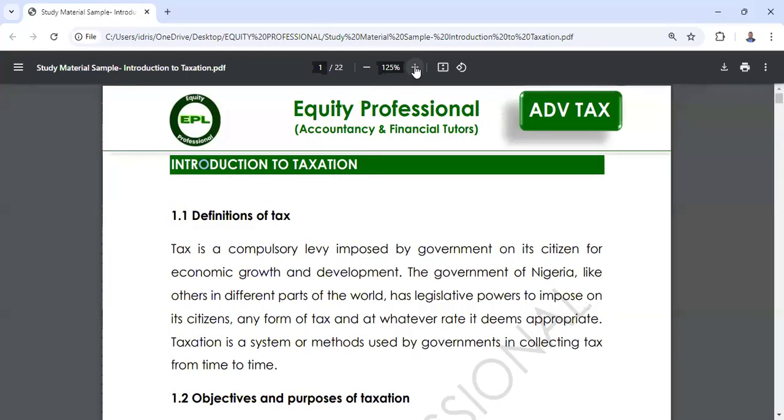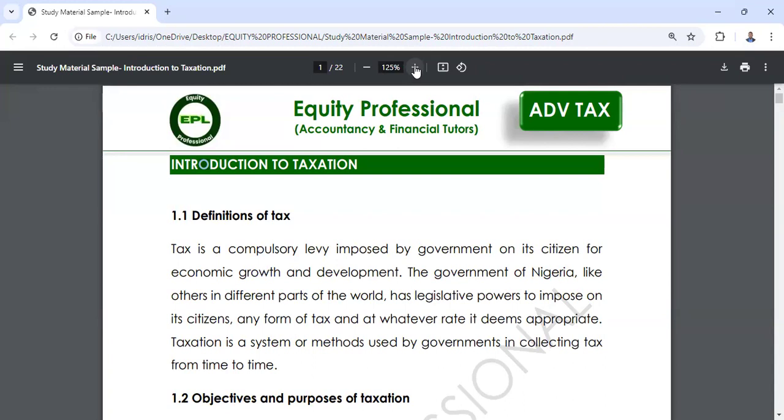so that government will use the tax to finance our basic infrastructure needs, like construction of public schools, construction of roads, protection of life and properties, provision of basic healthcare centers, and so on. So in a nutshell, tax is just a compulsory levy imposed by government on its citizens for economic growth and development.